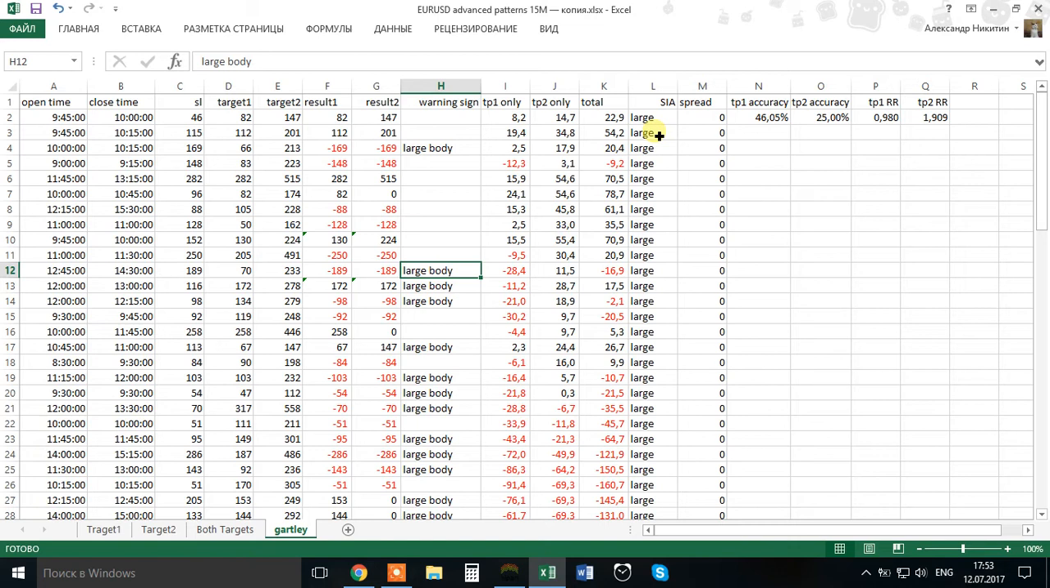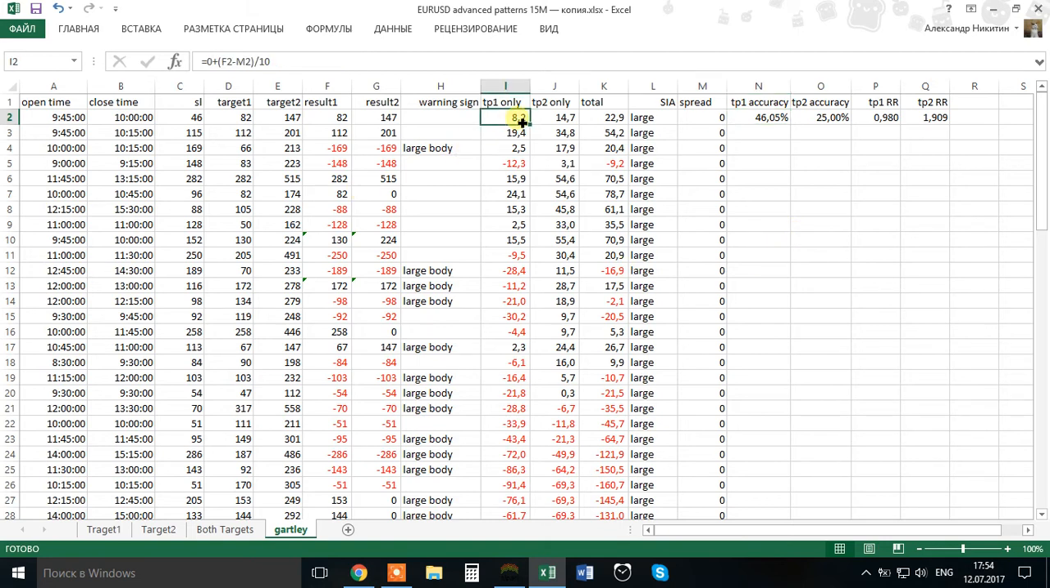So the total statistics look not good. Take profit 1 accuracy is 46% only. Take profit 2 accuracy is 25% only. Risk to reward is almost the same, 1 to 1, and take profit 2 is on average 1.9, 2. It doesn't matter what the risk to reward is on this and that. What is important is the take profit 1 and take profit 2 accuracy.